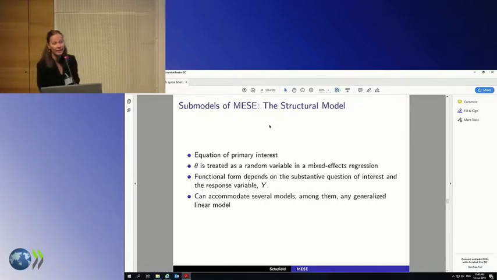Okay, then finally, our sort of third submodel of the MICI model is the structural model, right? So this is, of course, your equation of primary interest. We're kind of, in some sense, treating theta as a random variable in a mixed effects regression, and so we're allowing theta to vary, and we're allowing it to vary across that posterior distribution that we end up with based on the conditioning model and the IRT model along the way. And it's going to be pretty accommodating to all sorts of different areas. Any kind of generalized linear model we've checked seems to work.